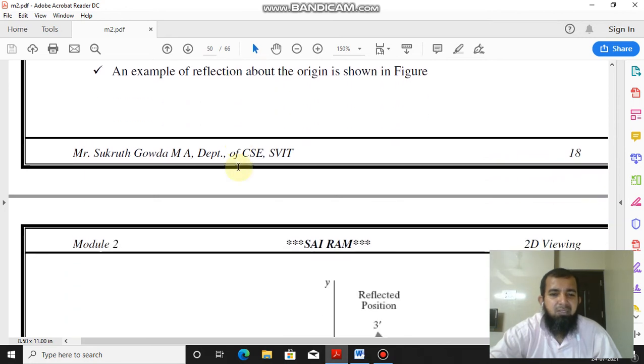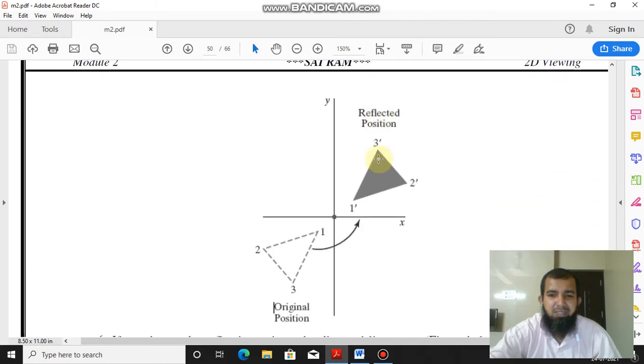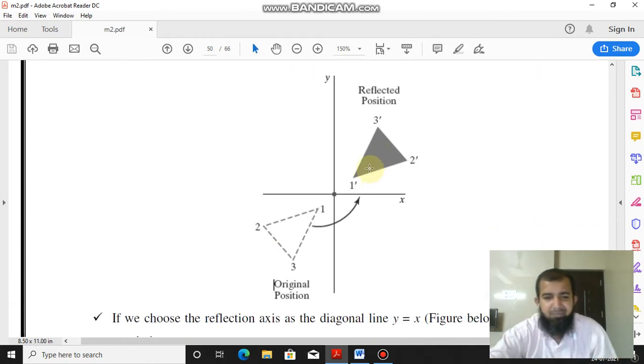An example of reflection about the origin is shown in the figure. This is about both the x and y axes. This is the original position and this is the reflected position. This is reflected on both x and y.